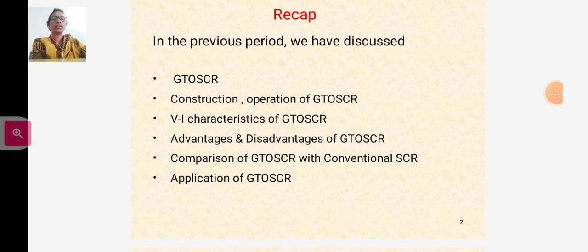SCR means silicon controlled rectifier. It is a semiconductor device. Every thyristor family device has four layers, PNPN, and three terminals: anode, cathode and gate. In 1992, the MOS controlled thyristor, MCT, was introduced.